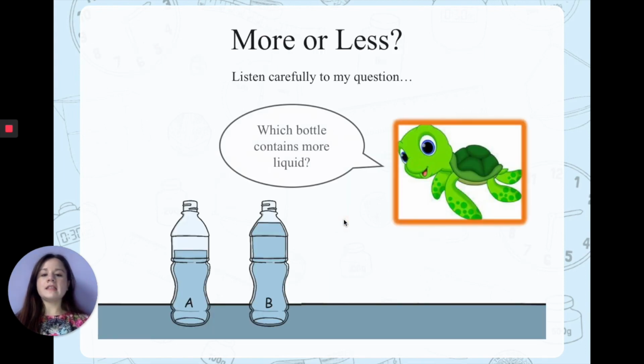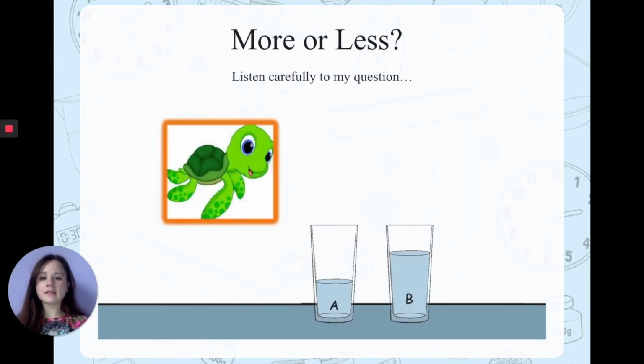Listen carefully to Timmy's question. Which bottle contains more liquid? Is it A or B? Tell your adult. The answer is B. So B has more than A, and we can also say B has a greater capacity than A. B is greater than A. Well done if you got it correct.